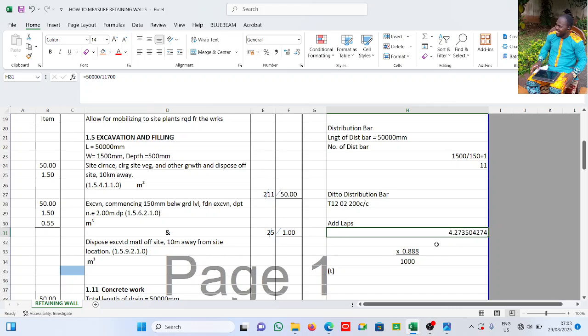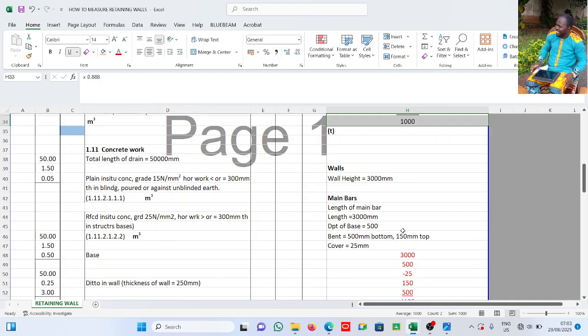Normally, if it's 4.5 or 4.4, it has entered 4. The remaining is 0.27. What are we going to use to join it? So we have this 5 by 2 because it is both top and bottom. All right, and also this must be there. It is Y12 by 0.888 divided by 1000. Very important. Then the walls. We've done the base. Now I want to look at the reinforcement for the walls.